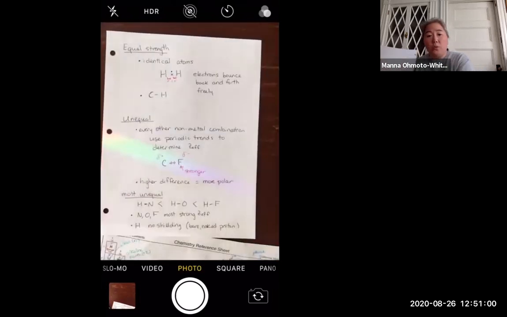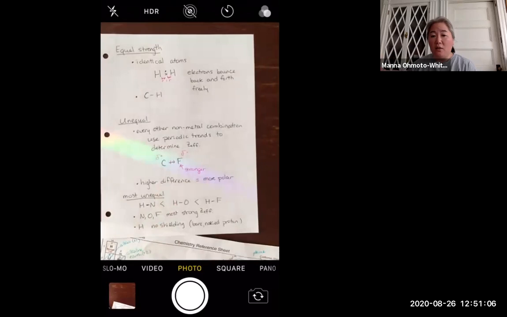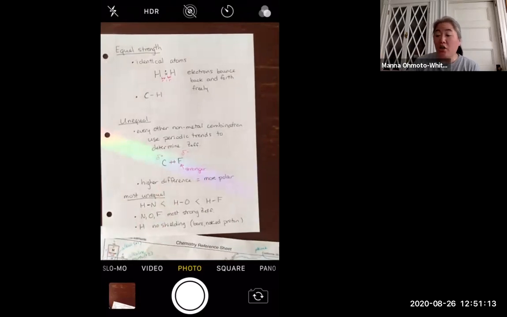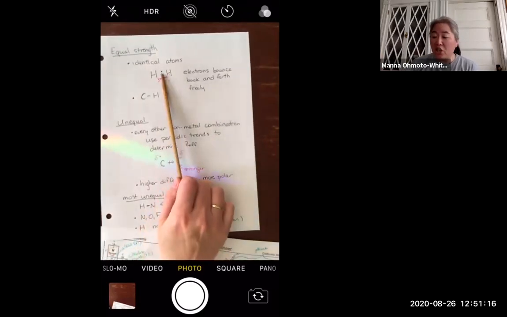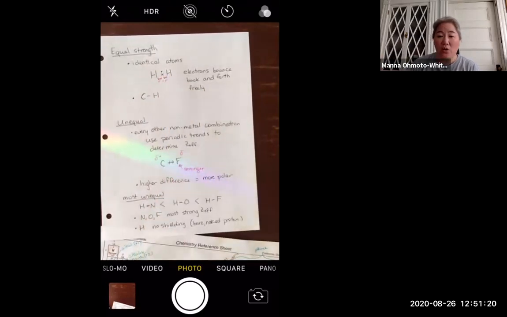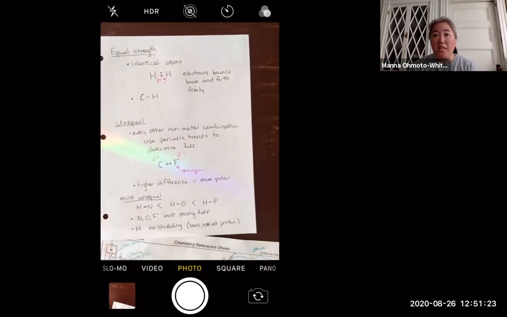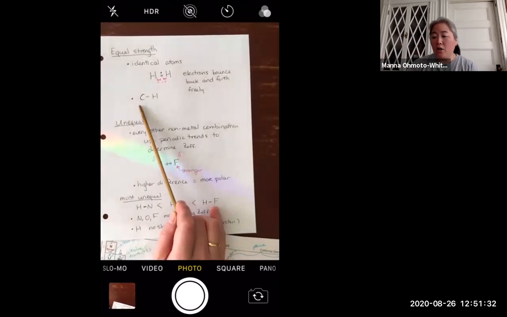So, equal strength. What are nuclei with equal strength? Well, identical atoms, duh. If they're identical, like hydrogen to hydrogen, neither of the hydrogens is stronger than the other, and so when they share electrons in this bond, this shared pair of electrons will bounce back and forth freely between these two nuclei. So when we're thinking about our Brinkelhoff elements, Cl2, F2, all of those, they will have nonpolar bonds. Carbon and hydrogen.